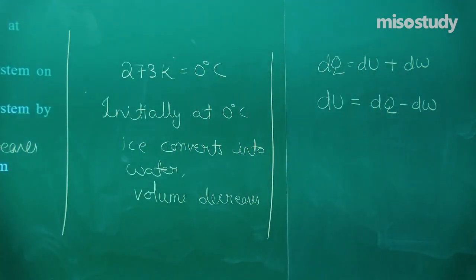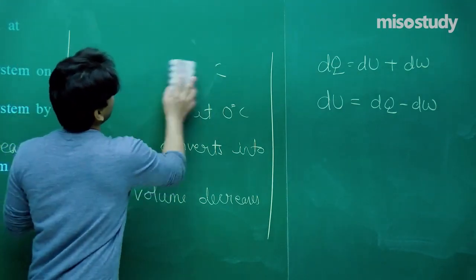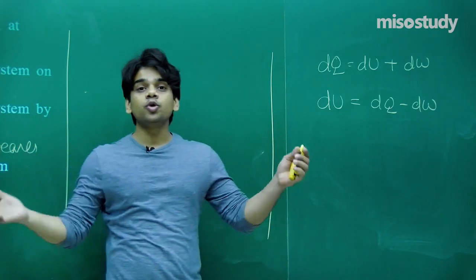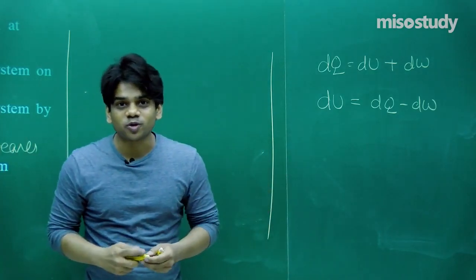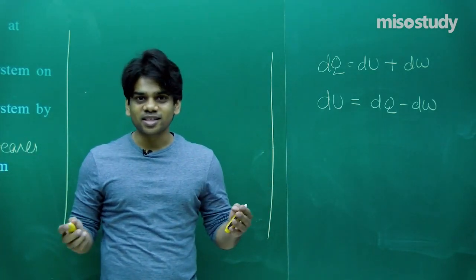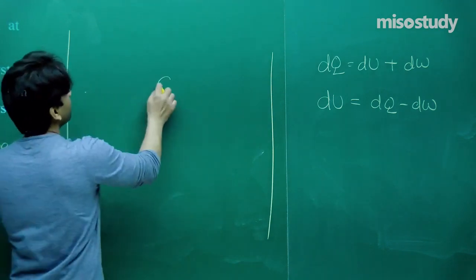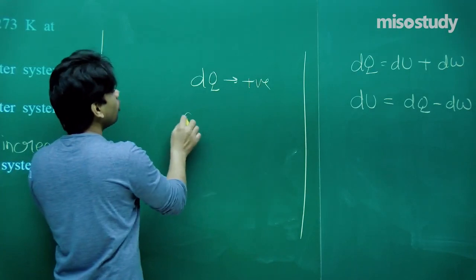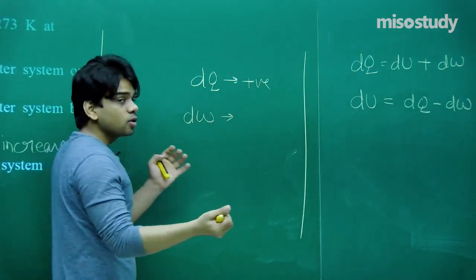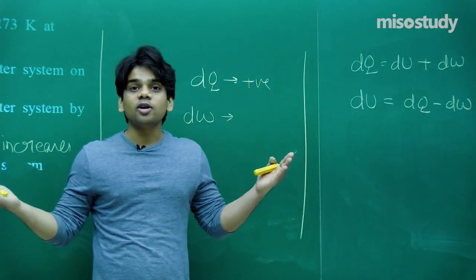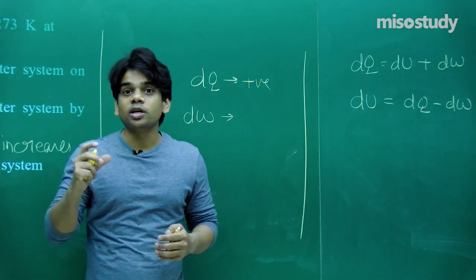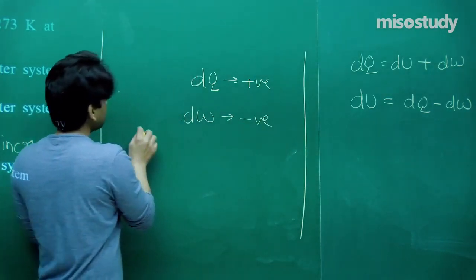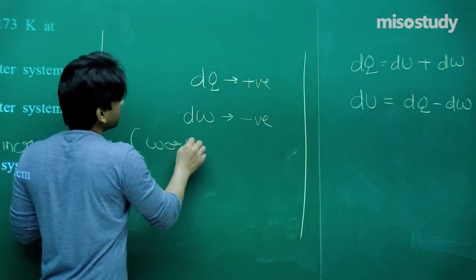Now let's talk about the change in heat energy and the work done. When ice melts, it's going to take heat energy from the atmosphere. When any system takes heat energy, the change in heat energy will be positive. This term will be positive. Now, what about work done? Since the work is done on the system, work done by the system will be negative. So you have to take dW as negative, as work is done on the system.